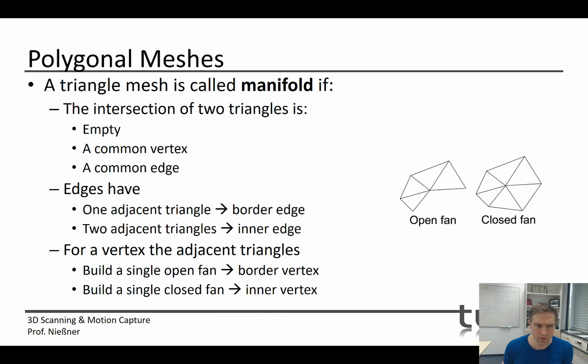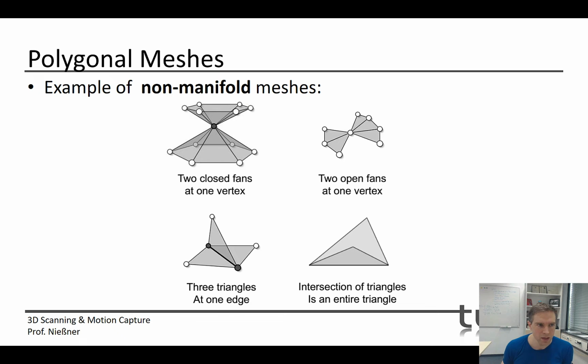So let's have a look at a few examples of what this means in practice. A few examples of non-manifold meshes: this is what I just described. You have two closed fans that share one vertex in the middle. This is non-manifold. If you have two open fans that share one vertex, this is non-manifold. If you have three triangles on one edge, that's non-manifold. Or you have intersections of triangles. If you have one triangle and another triangle within that triangle, that's also a non-manifold mesh.